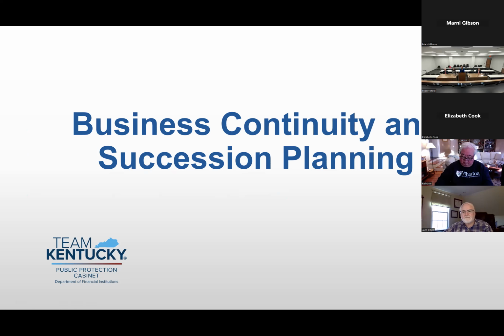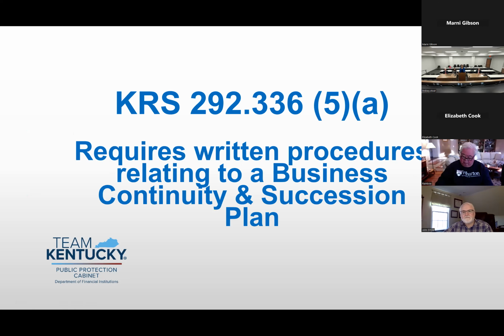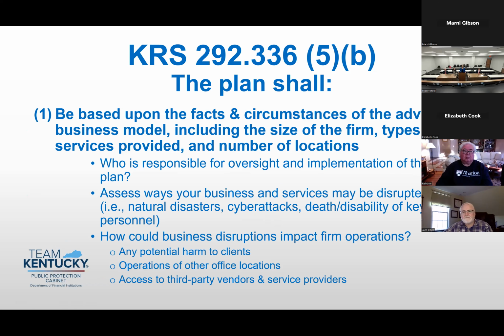Good morning. I hope you've all had your morning coffee and are ready to dive into this. First, we're going to talk about business continuity and succession planning, which is outlined in Section 5 of the statute. It specifies the requirement for written procedures relating to business continuity and succession plan. So specifically, what the plan must include: it's going to take into consideration the facts and circumstances of the investment advisor's business model, the size of your firm, the types of services you offer, and the number of locations.